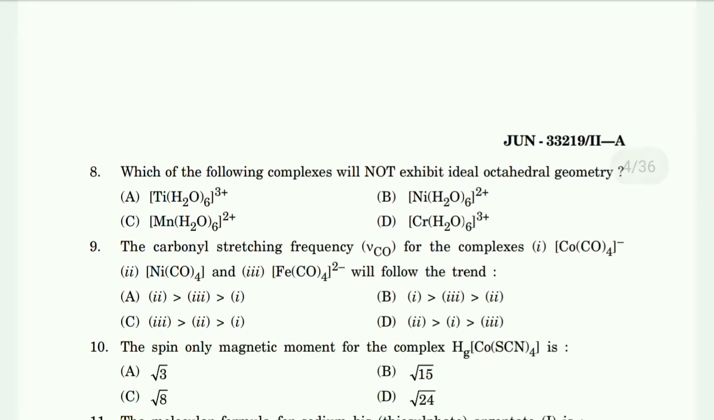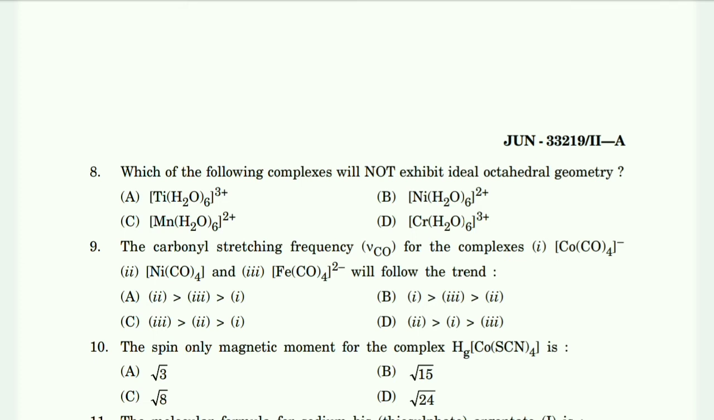Then question number 8. Which of the following complexes will not exhibit ideal octahedral geometry? This question is based on the Jahn-Teller distortion. Indirectly, this question depends on the Jahn-Teller distortion. Now for Jahn-Teller distortion, if the t2g orbital is unsymmetrically filled or the eg orbital is unsymmetrically filled, or both the orbitals are unsymmetrically filled, then Jahn-Teller happens.